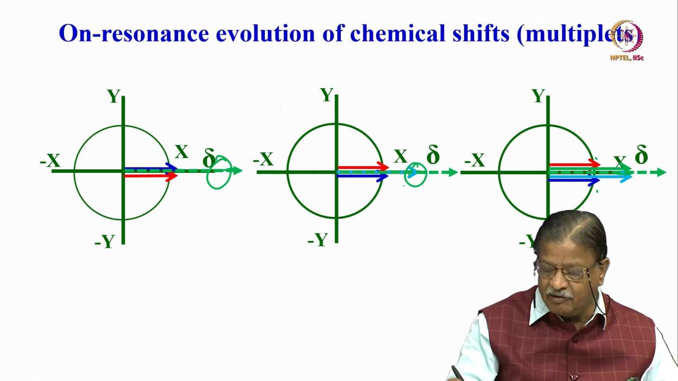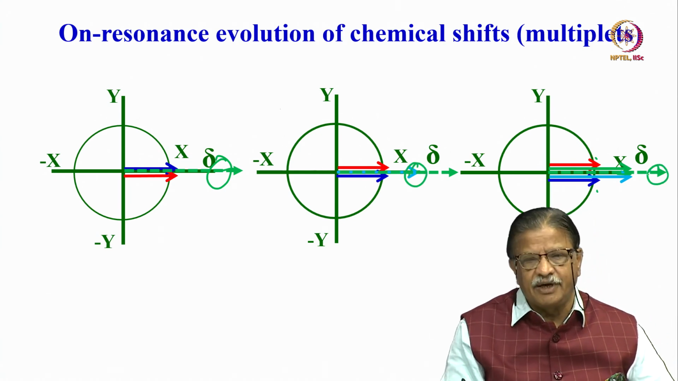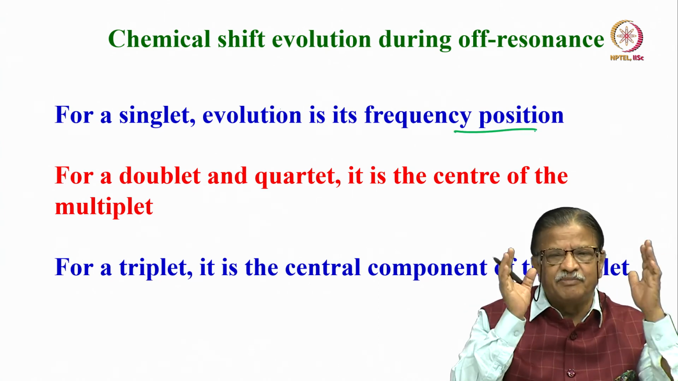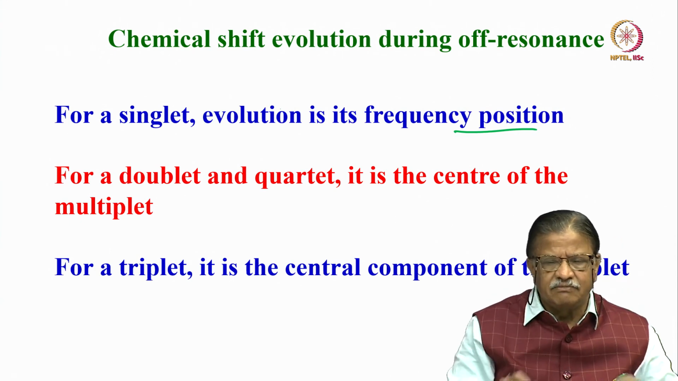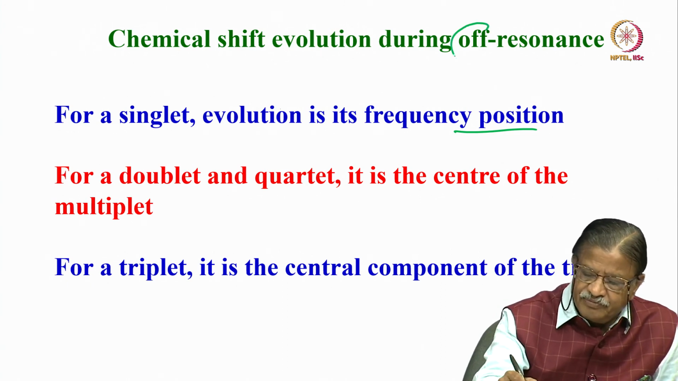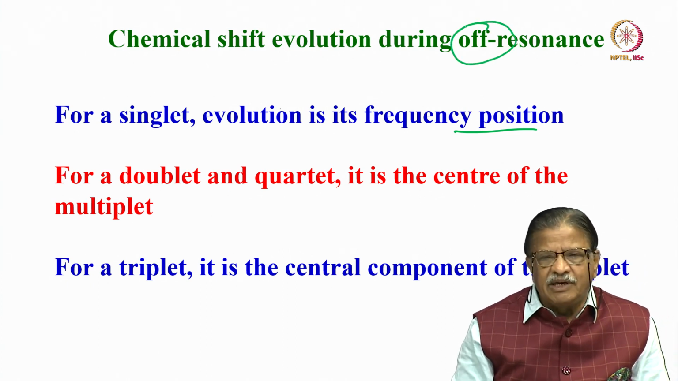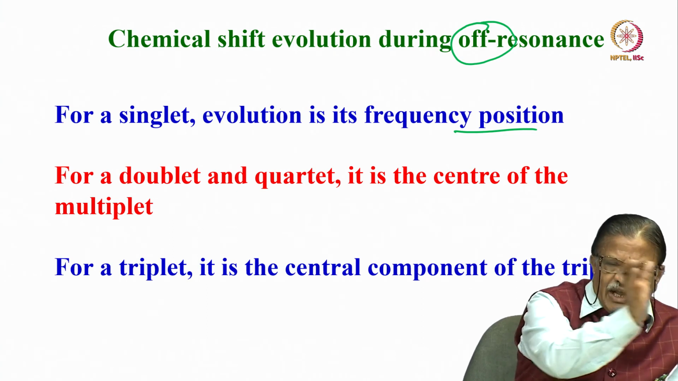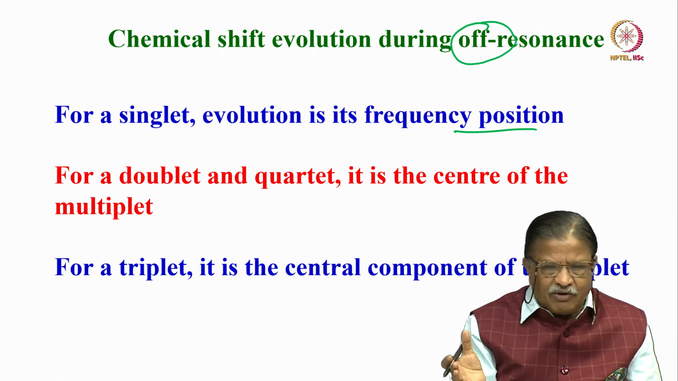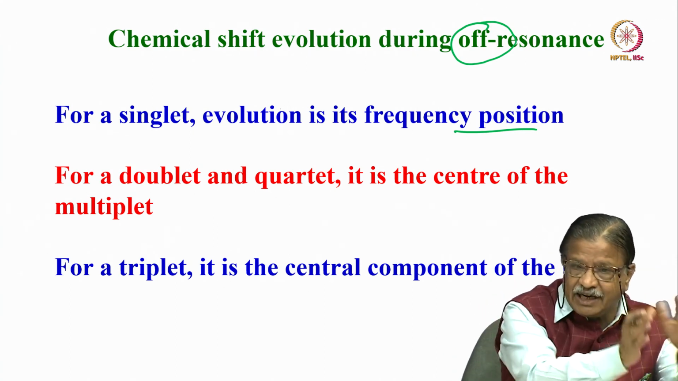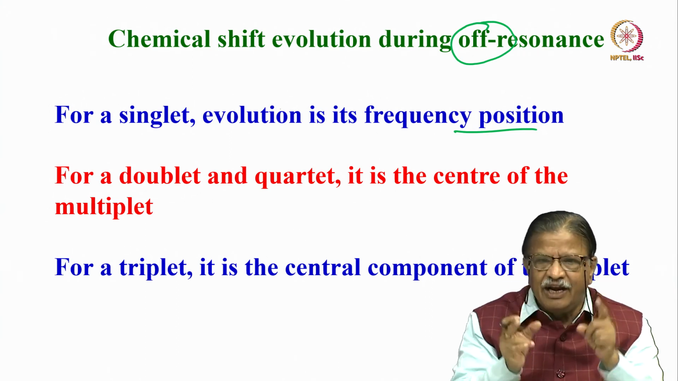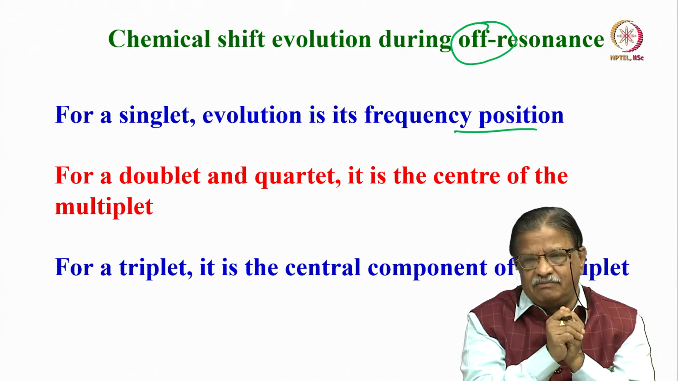Similarly, this is the central component of the triplet, this is the center of the quartet. How do they evolve? For a singlet, evolution is nothing but the frequency position. If I consider a singlet, the chemical shift during off resonance, I am considering, not on resonance. How does the chemical shift evolve? A single frequency, wherever it is, that is the chemical shift position. And for the doublet and quartet, the chemical shift positions are the centers, the center of the doublet and the center of the quartet. For a triplet, it is the central component of the triplet, that is important.